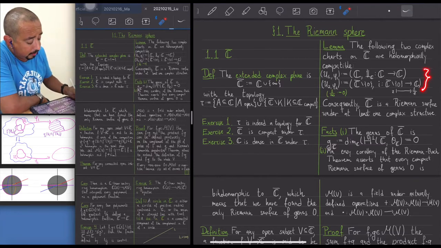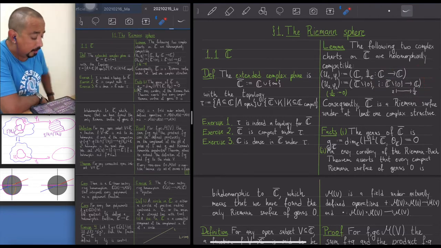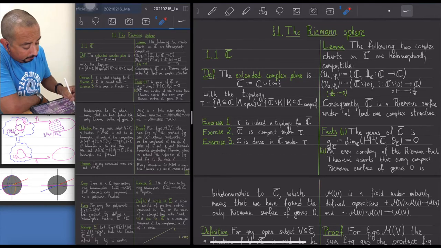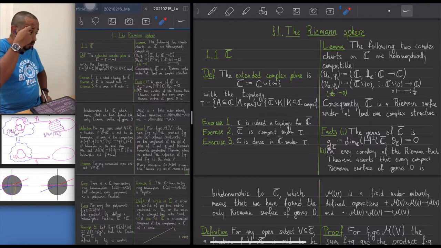Once we've taken these two charts, we realize that the transition functions go from the punctured plane to the punctured plane and are given precisely by sending z to 1 over z in both ways. And we know that sending z to 1 over z is holomorphic on the punctured plane. So we see that these two charts are indeed holomorphically compatible. And since we have now covered the whole C bar, they form a complex atlas. So they define a complex structure for C bar.